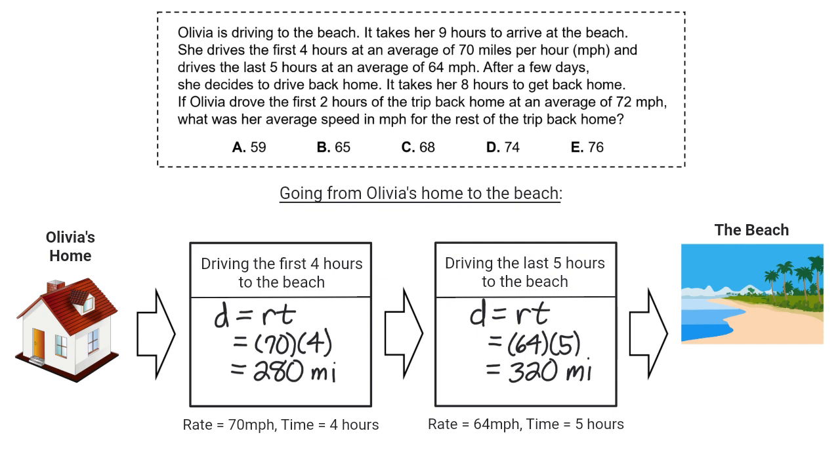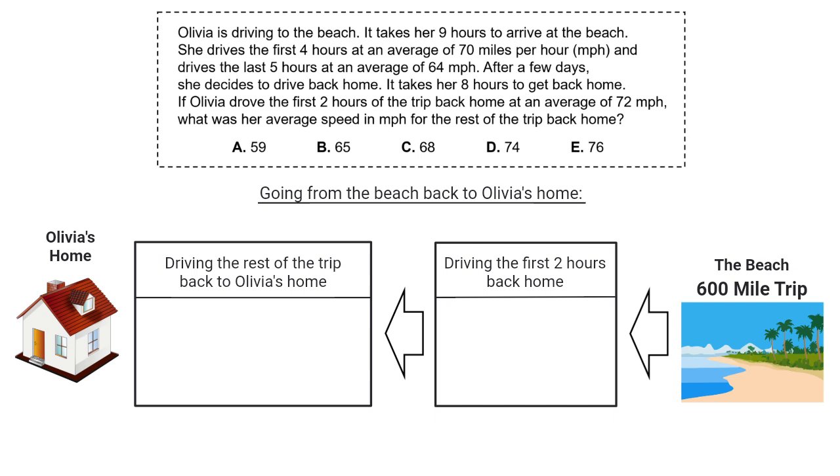Adding those together, it looks like to get to the beach, the total distance covered is 280 plus 320, which is equal to 600 miles. So the entire trip to get to the beach is 600 miles. And we'll use that when we go on the return trip.